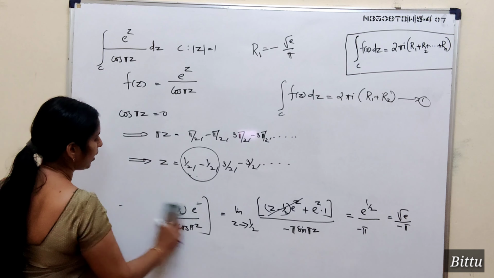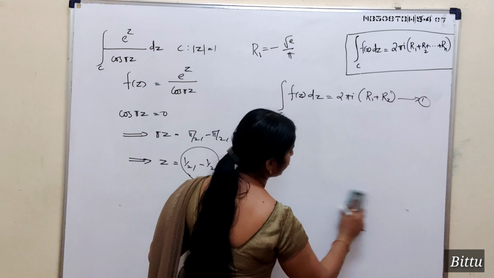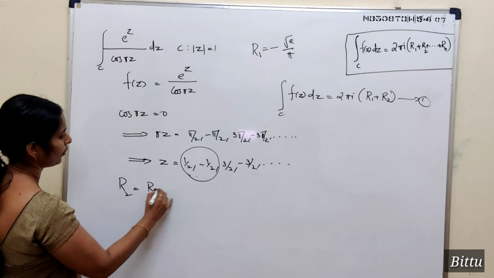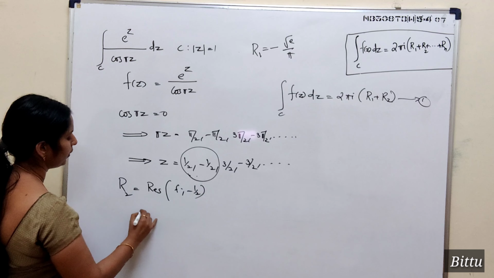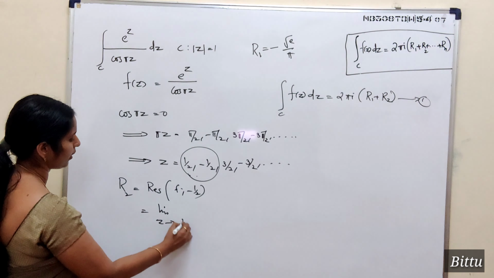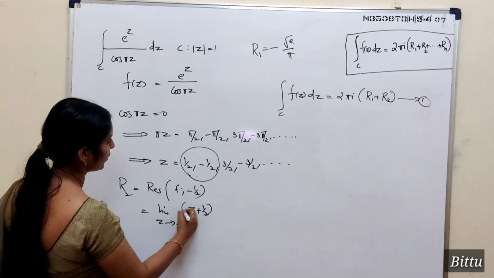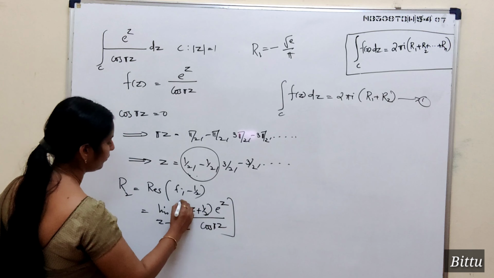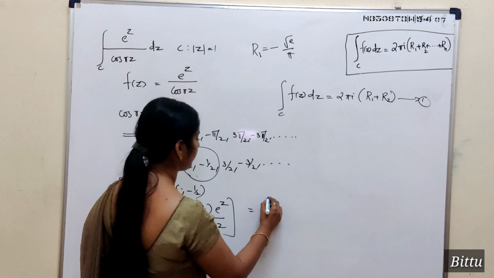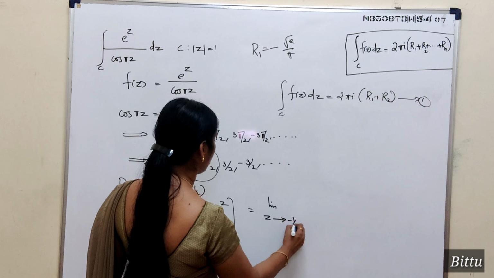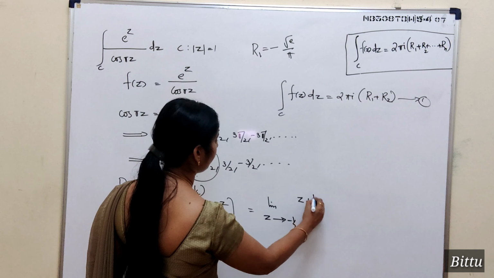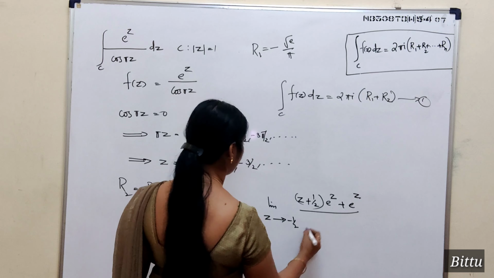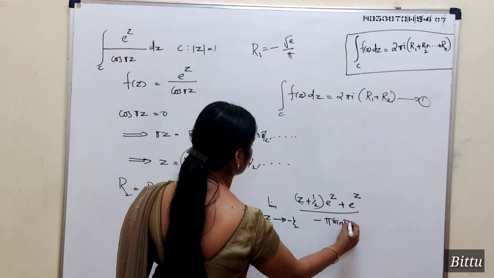Next we have to evaluate R2. What is R2? R2 can be taken as the residue of f at z equals minus half. That is, limit z tends to minus half of z plus half into f(z), that is e raised to z by cos pi z. That is, limit z tends to minus half of z plus half into e raised to z plus e raised to z by minus pi sin pi z.